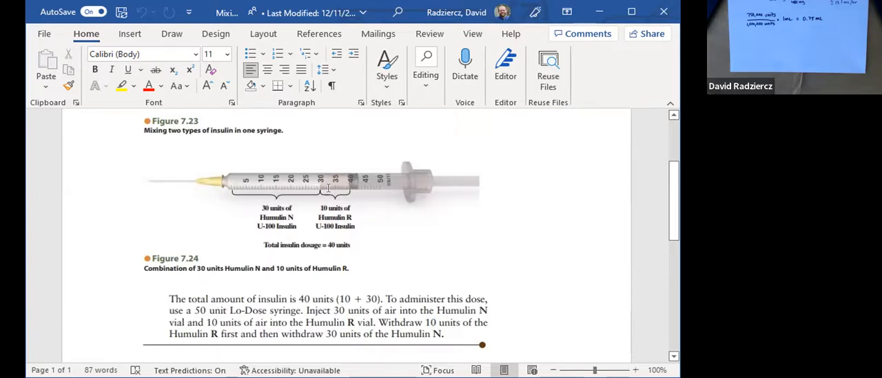So in a hypothetical situation, because you drew the 10 units up first, and then you drew the 30 units or the 40 units up second, you would think that the 10 units would be closer to what I call the plunger end of the syringe. In reality, and I've watched several videos of this, when you draw up the insulin, it all mixes together because we're not in a physics lab where we can create a vacuum environment in order to keep the liquids separate. We just can't do that. So how would I answer this question?